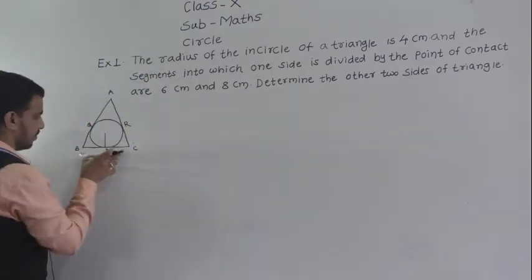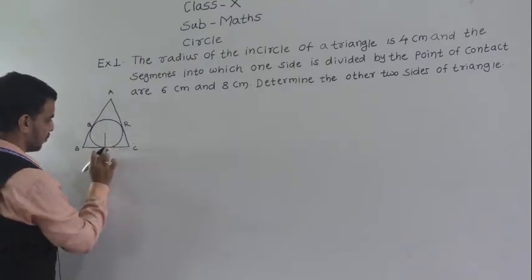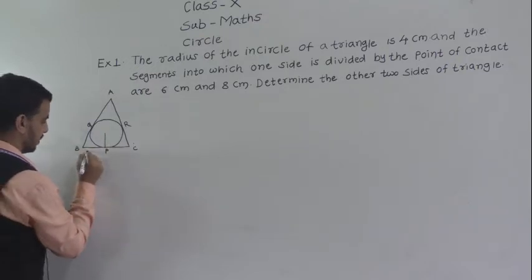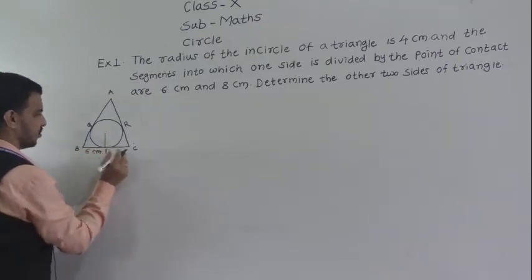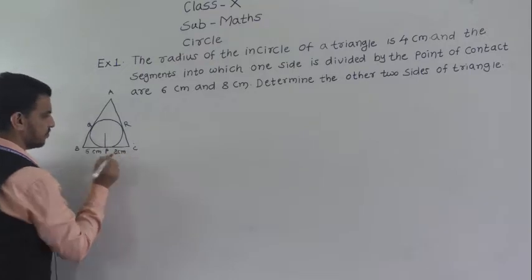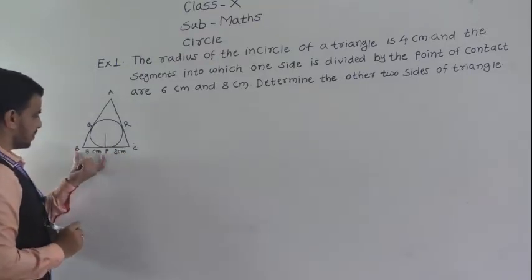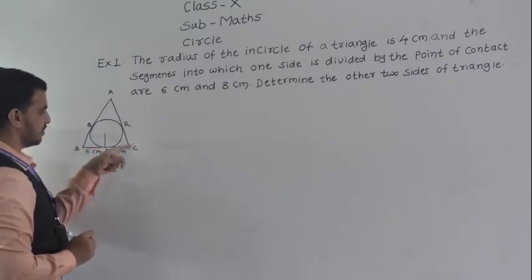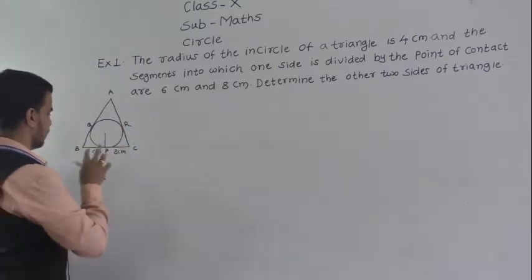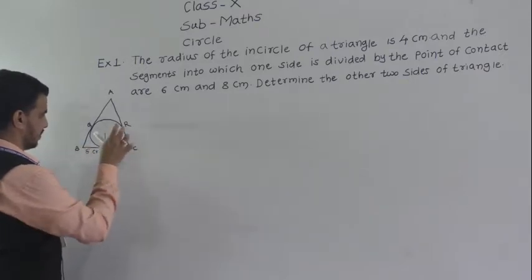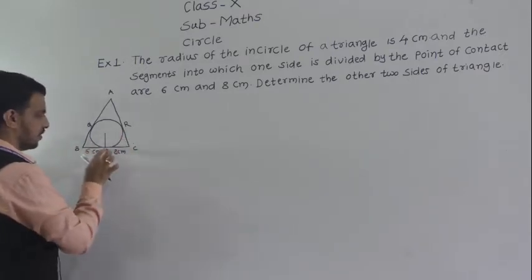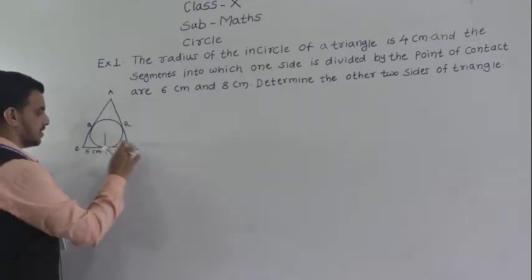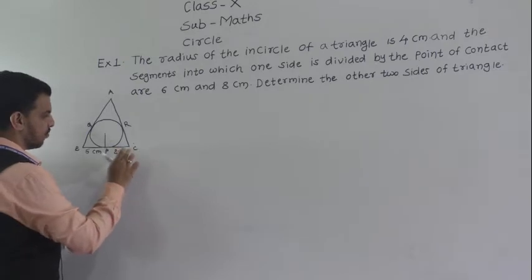Here the side BC is divided by the point of contact P into two segments, BP and PC. The length of BP is 6 cm and the length of PC is 8 cm. If BP is 6 cm, BQ is also 6, and if CP is 8 cm, CR is also 8 cm, because BQ and BP are two tangents drawn from point B, and CP and CR are two tangents drawn from point C.